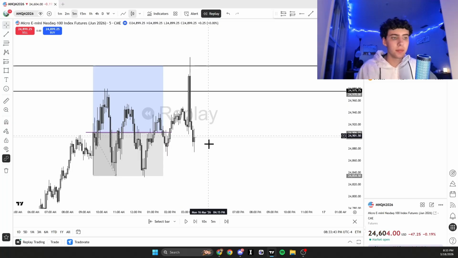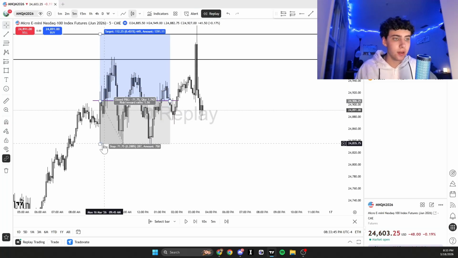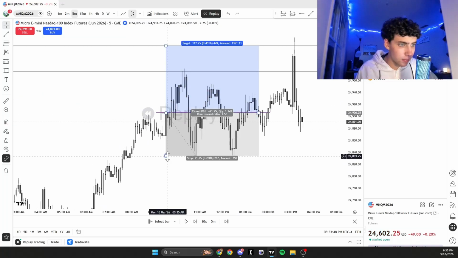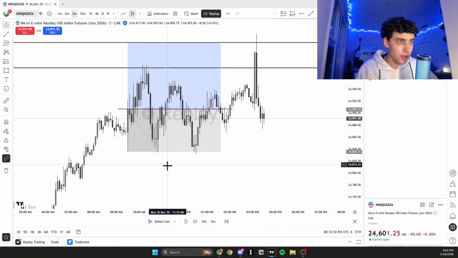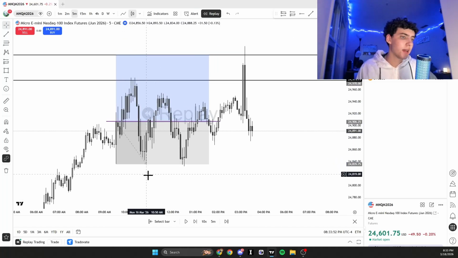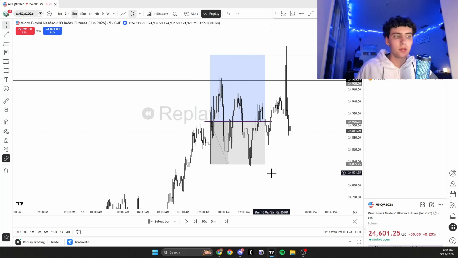Yeah, so it does eventually play out, but it did save us from a loss, right? You can see we had our stop loss right at this low here, and we sweep the first draw, and then it stops us out. And now there's ways to avoid this.